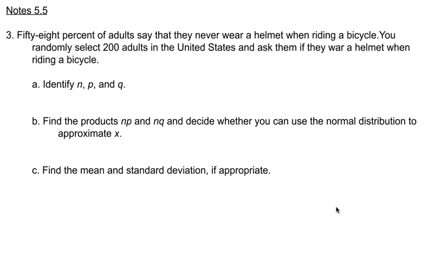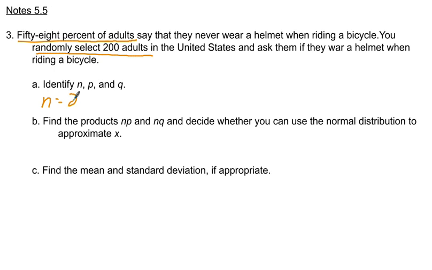In practice problem number 3, we're looking at 85% of adults say that they never wear a helmet when riding a bicycle. So you randomly select 200 adults in the United States and ask them if they wear a helmet when riding a bicycle. So first we'll identify N, P, and Q.